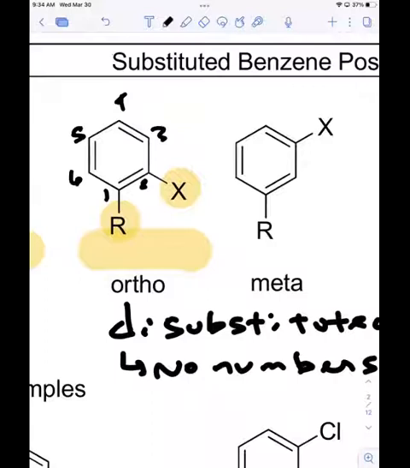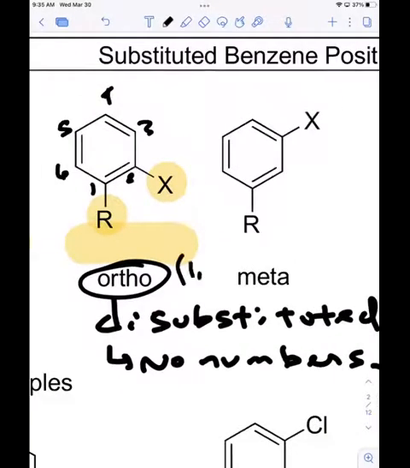All right. So if it's at the 2 position, which is immediately adjacent to the group that's already there, we call that the ortho position. This is important because when we talk about reacting a substituted benzene ring with some electrophile, that reaction can only happen at one of these 3 sites, either ortho, meta, or para. So here, if it's at 1, 2, we don't call it 1, 2, we call it ortho.